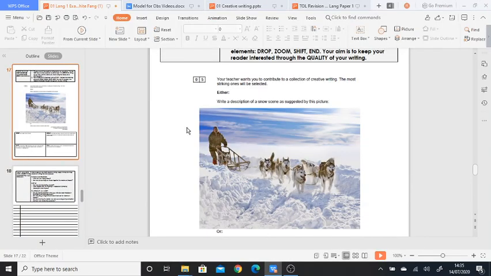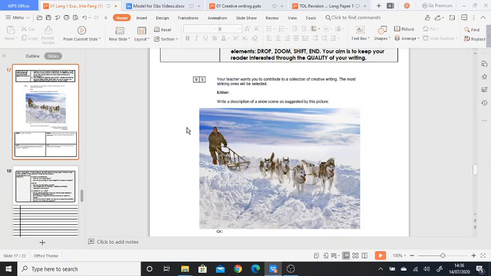Hi all, so we're going to turn our attention now to question 5. This is the writing part of the exam, and you will get a choice between either describing or creating your own narrative, or creating your own story.